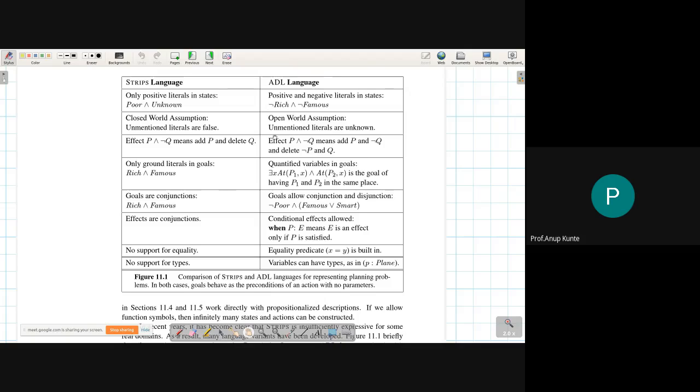Effect P and not Q means we need to add P and remove Q from the state representation. Effect P and not Q means add P and not Q and delete not P and Q.